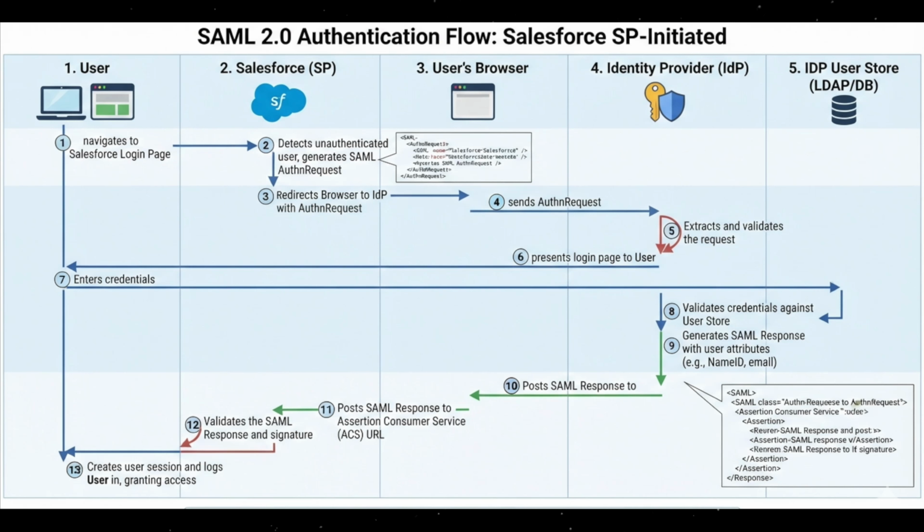The identity provider knows who you are because you are already logged into your company's network. It sends a SAML assertion back to Salesforce, a signed XML document that says, yes, this person is who they say they are, and here are their attributes. Salesforce trusts that assertion and lets you in.